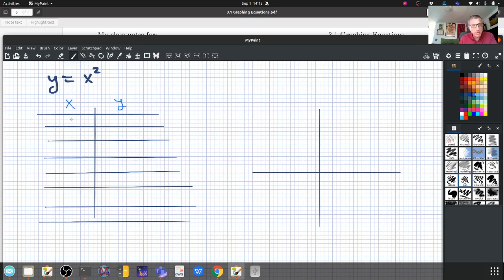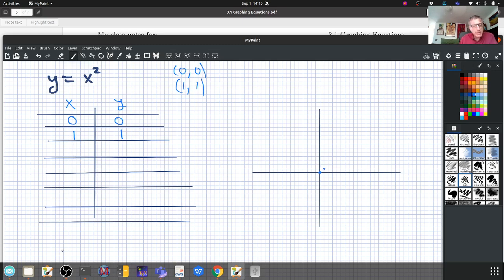So we always want to choose x to be equal to 0. So 0 squared is equal to y, so that's 0. So I've found one point, 0, 0, and I can plot it right there. Well, let's try all just integer values. If x is equal to 1, then x squared is equal to y, so 1 times 1 is 1. So the point 1 and 1 lies also on the graph.